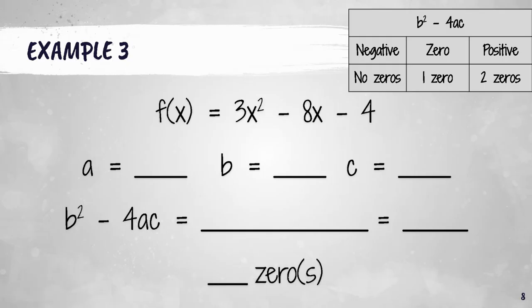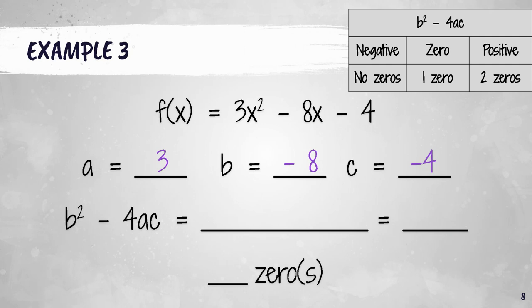Alright, this is going to be our last example for today. 3x squared minus 8x minus 4. A is the first number, 3. B is the middle number, negative 8. And C is the last number, negative 4. Notice how I'm not including any of the x's with this, it's just the numbers out front.